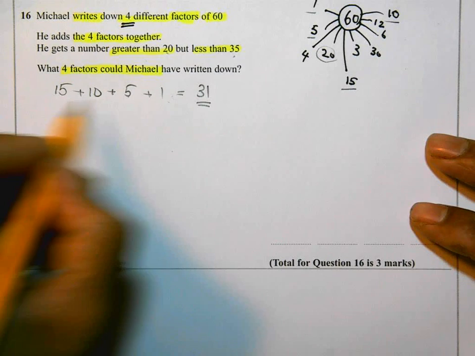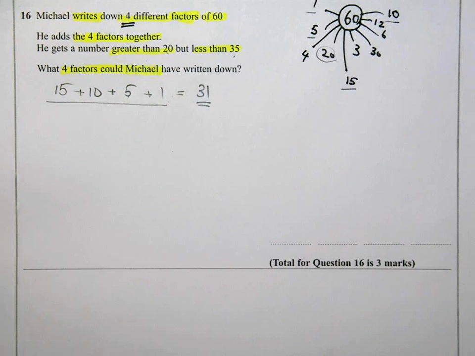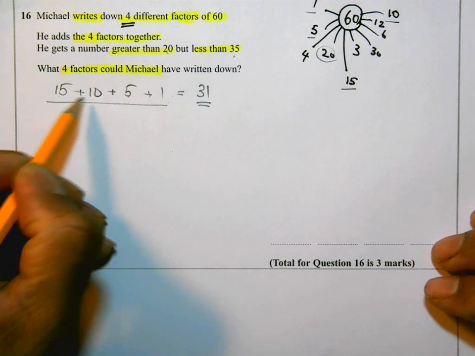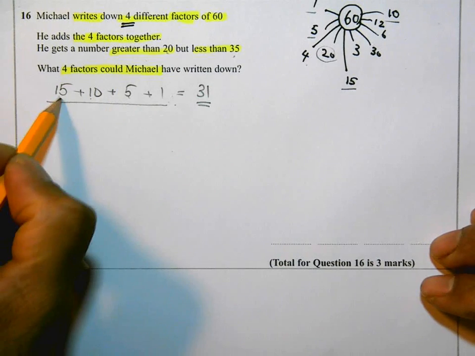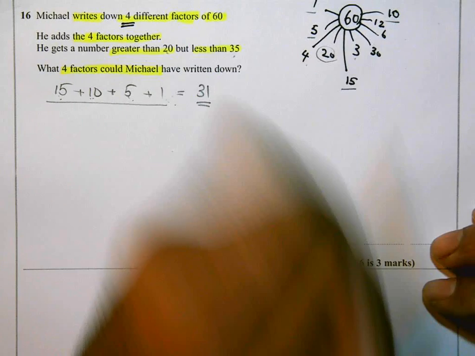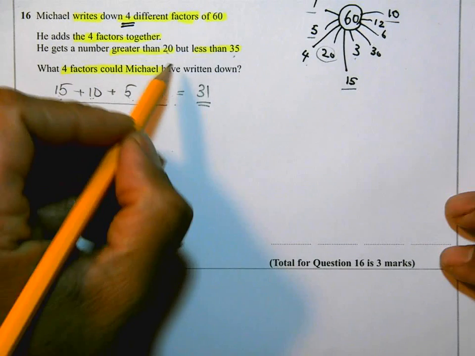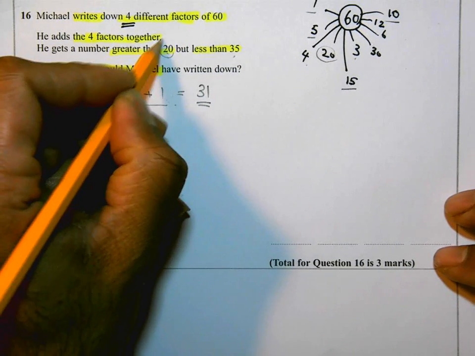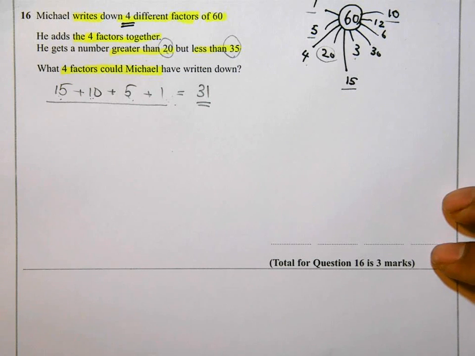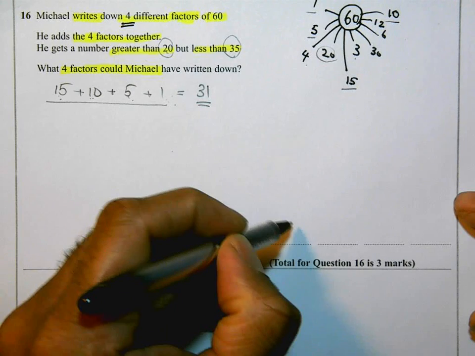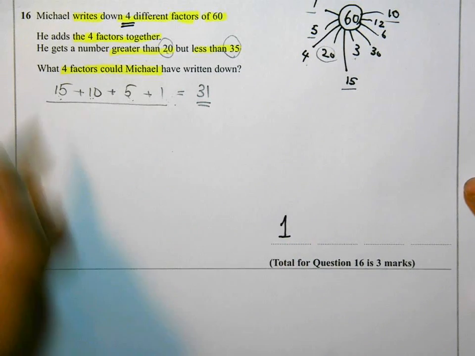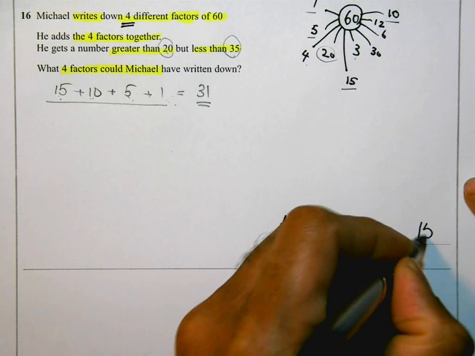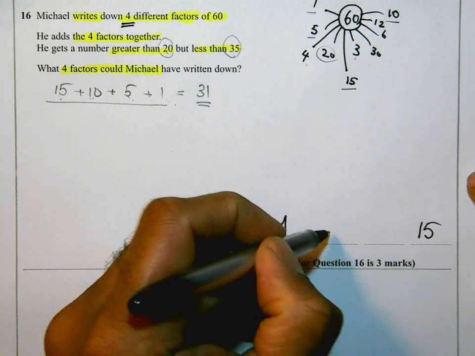Now, there are loads of others. I could have picked 15, 10, 4 and 1, or 15, 10, 3 and 1, or any combination. As long as the total is between 20 and 35, that would be an acceptable answer. In my case, I'm going to be pretty boring about this and put them in numerical order, the lowest one first, the biggest one last. The question didn't say to do that, but I'm doing it just to be neat.